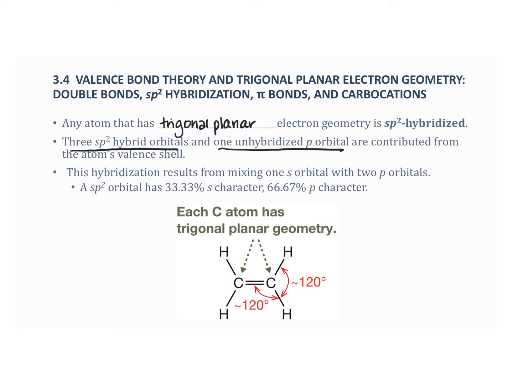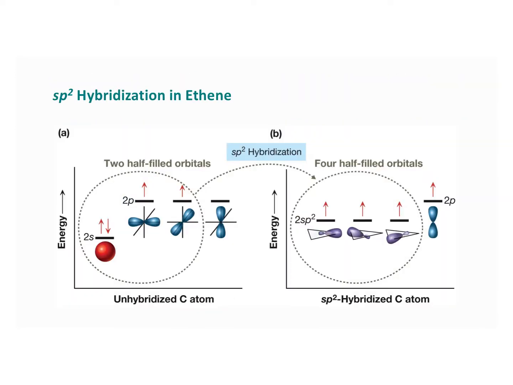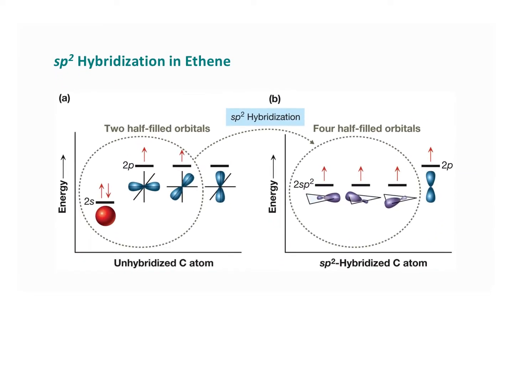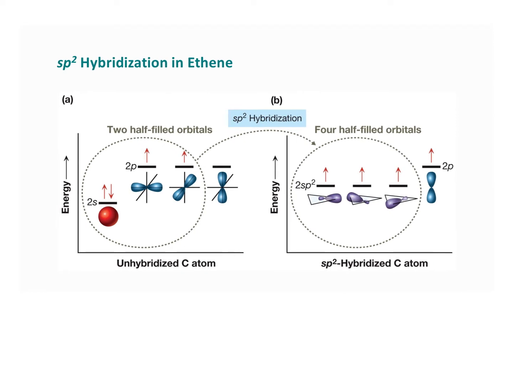Because sp2 hybrid orbitals are generated by mixing one s orbital and two p orbitals, each sp2 orbital has 33.33% s character and 66.67% p character. So what we find here is that we have more s character than what we would see in an sp3 hybridized orbital. So let's visualize this, looking again at some of these orbital diagrams.